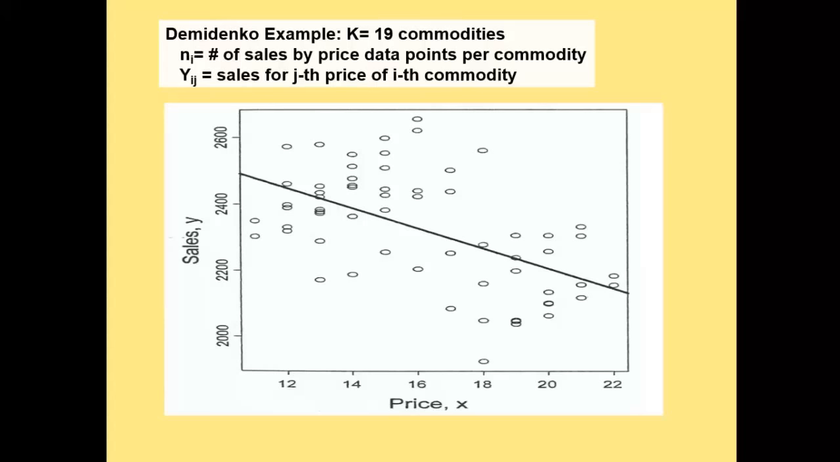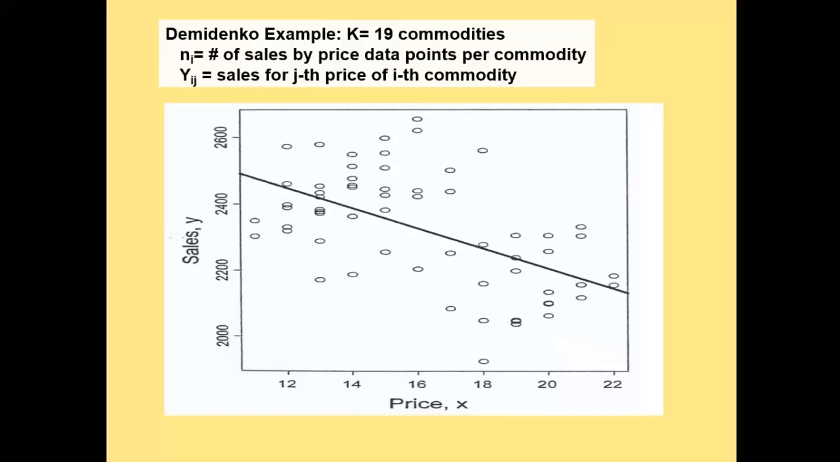This is a business study, business data. What you've got is these commodities people are trying to sell. You've got 19 commodities, 19 things you're trying to sell, like different types of hairbrushes.